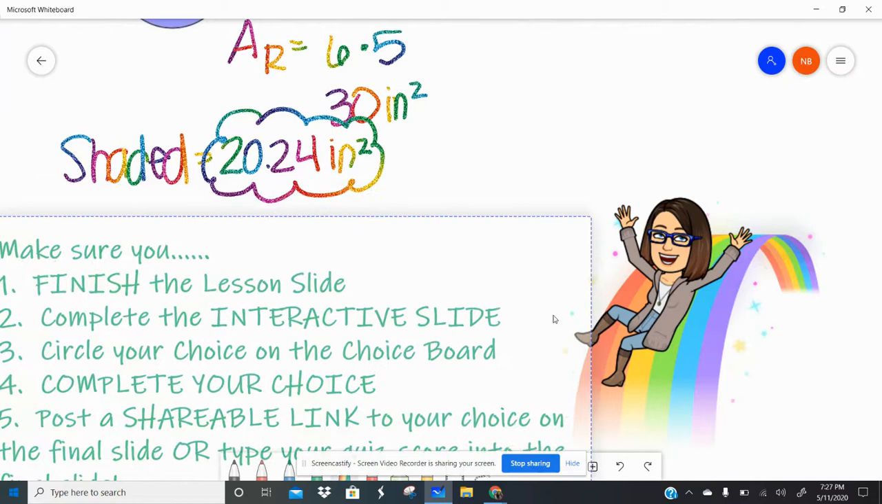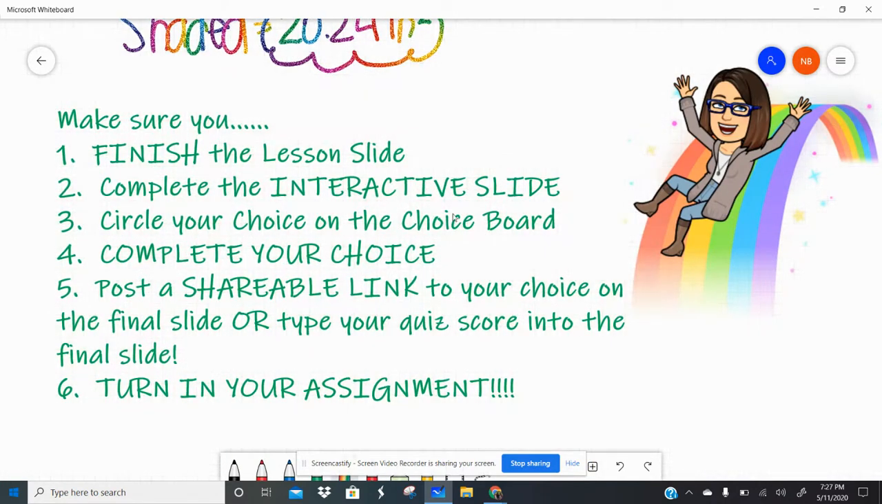So what do I do now? Well, now you go and you finish that lesson. Make sure on slide 1, you finish the next video and the notes, and then take the quizzes and type in your quiz's score. Complete the interactive slide, right? The one where you actually have to do stuff. Circle one thing on your choice board. That's slide 3 or 4, depending. Circle one thing on your choice board and then complete your choice. Don't just circle it and then not do it. And don't just post a link to the blank one. You actually have to do it.